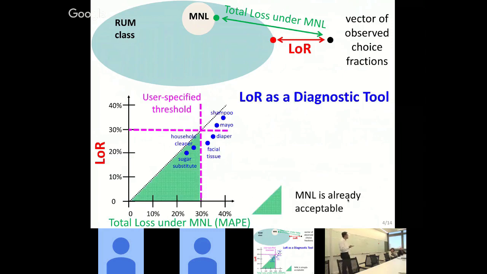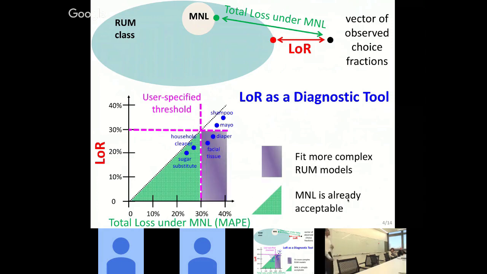The first part here, highlighted in green, are all those data sets or product categories for which the total loss under the MNL is already below the threshold. So if this is really your threshold, then you don't need to go further. The MNL is good enough. But we also create another segment, highlighted in purple here, for which the total loss under the MNL exceeds the threshold, but the limit of rationality is below the threshold. So you can consider fitting more complex choice models within the RUM class, like mixture logits, nested logits, and things of such sort.